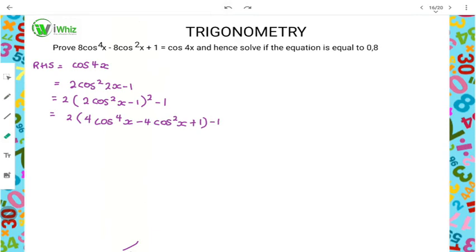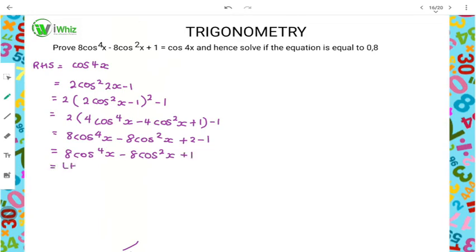Then we can go further and we can say, let's try to expand this out by putting in the 2. I get 8 cos 4x minus 8 cos squared x plus 2 minus 1. This is equal to 8 cos 4x minus 8 cos squared x plus 1, which is equal to the left hand side.